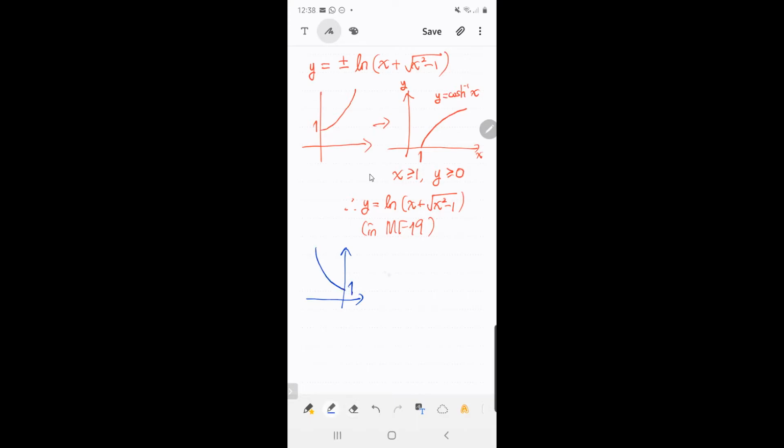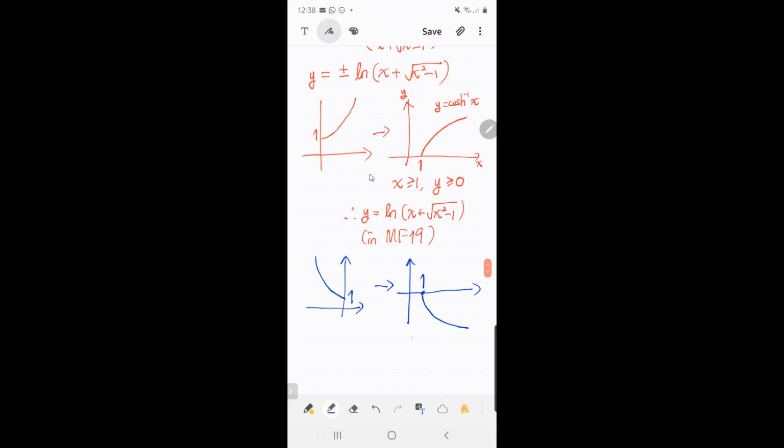The minimum value is 1. Now you reflect. So after you reflect in the line, it becomes the graph like that, going down. Okay, so this is the domain: x is still greater than or equal to 1, but your y is less than or equal to 0 in that case.